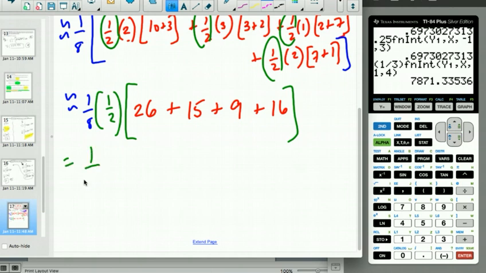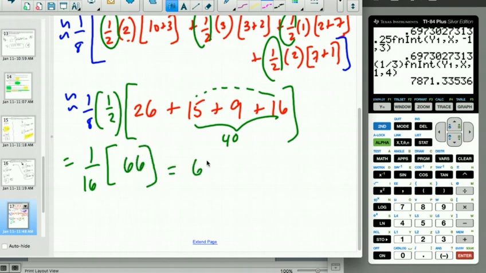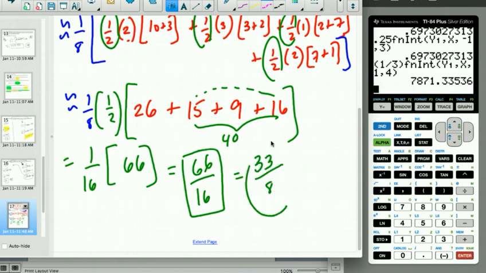So I'm going to have this 1/16 out in front, right? On the inside, I'm going to go ahead and notice that these guys together are 31, plus 9 is a 40. So these guys are a 40, which means I get 66. So I'm going to get that this is 66 over 16, which is a totally okay answer. If you want to divide by 2, it's 33 over 8, right?